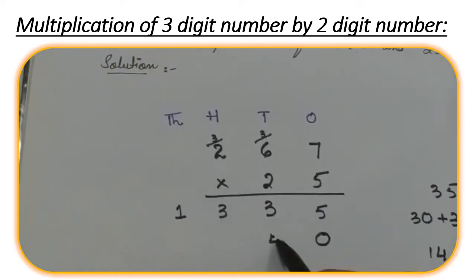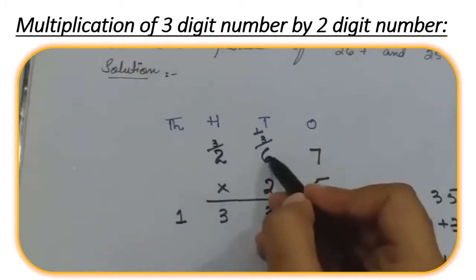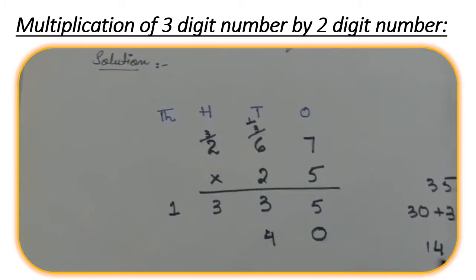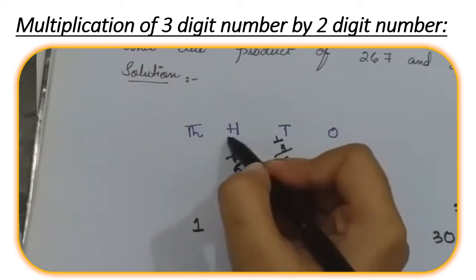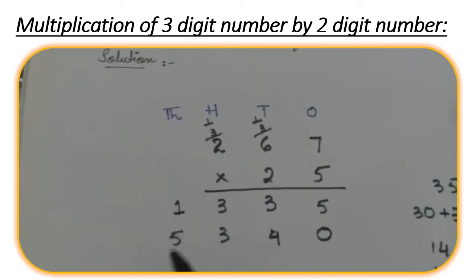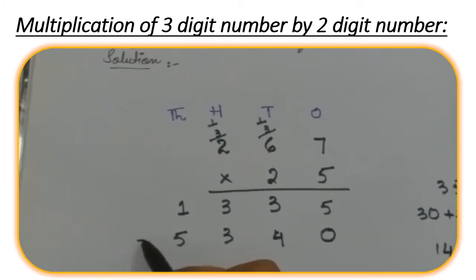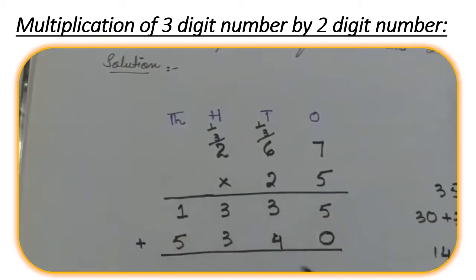So we will write 4 here and 1 will be the carry. 2 6s are 12 and 12 plus 1 is 13. From 13, 3 will be placed here and 1 will be carry. 2 2s are 4 and 4 plus 1 is 5. We have done our step number 2. In step number 3 we will add both products.